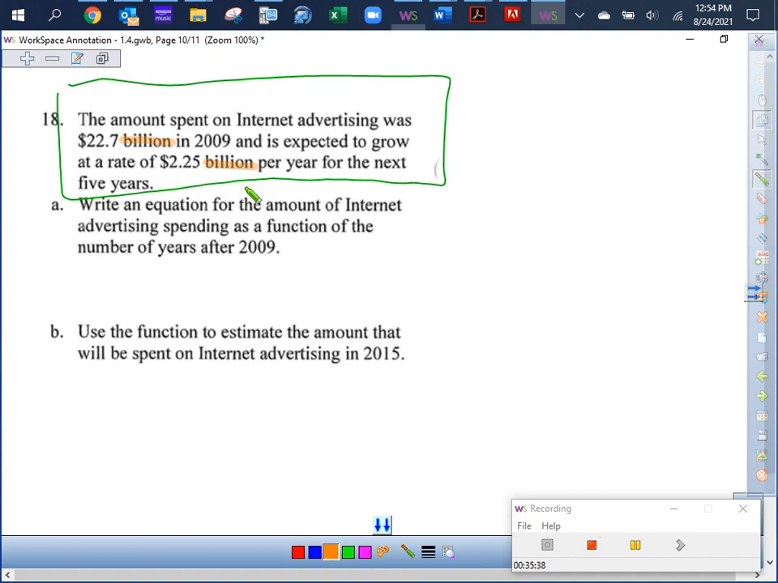Sometimes one of them is billions, the other one is millions, right? So you've got to convert. So we got that. They asked us to write an equation for the internet advertising spending after the years after 2009. Remember, it only works for 5 years.